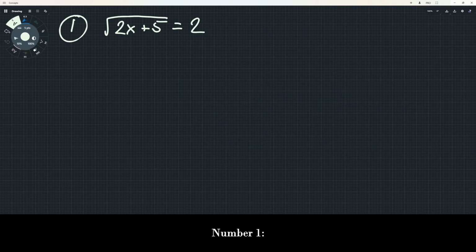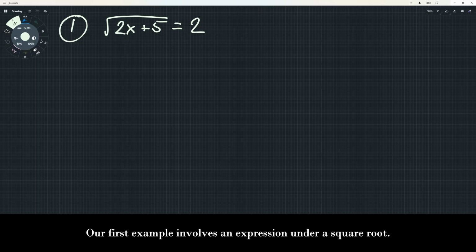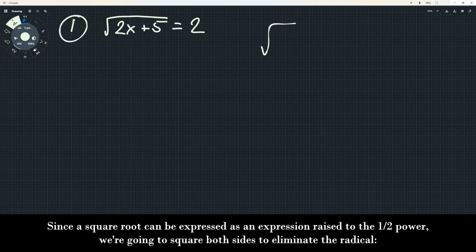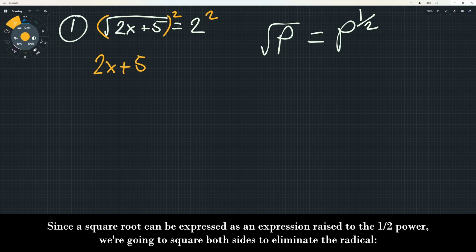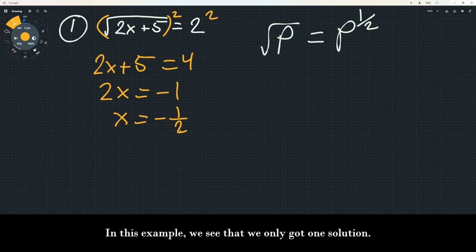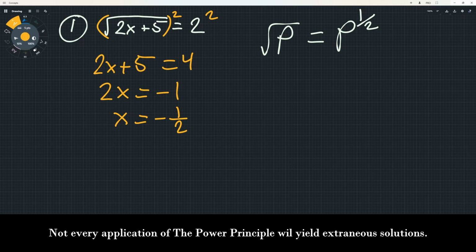Number 1. The square root of 2x plus 5 equals 2. Our first example involves an expression under a square root. Since the square root can be expressed as an expression raised to the 1/2 power, we're going to square both sides to eliminate the radical. This gives us 2x plus 5 equals 4. Simplifying gives us 2x equals negative 1, and the solution x is negative 1/2. In this example, we see that we only got one solution. Not every application of the power principle will yield extraneous solutions.